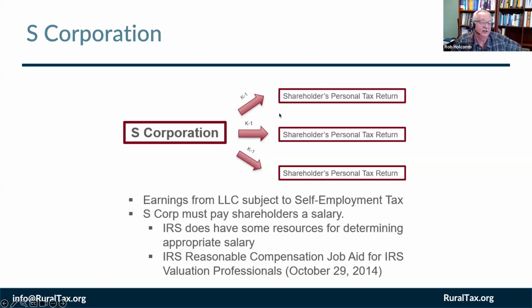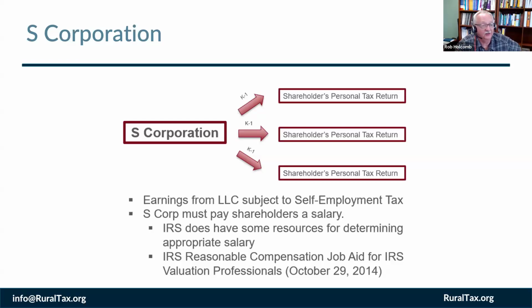The S corporation is also a pass-through entity, but I'm not going to belabor this real long. We've got other materials out there on differences between LLCs and S corporations, and get a hold of us after the fact, and we can steer you to those resources. But the S corporation files its own tax return and it pays its own tax. The difference is with S corporations, when that money flows through, you don't pay self-employment tax on the earnings coming out of an S corporation, but the S corporation has to pay a salary to those shareholders.